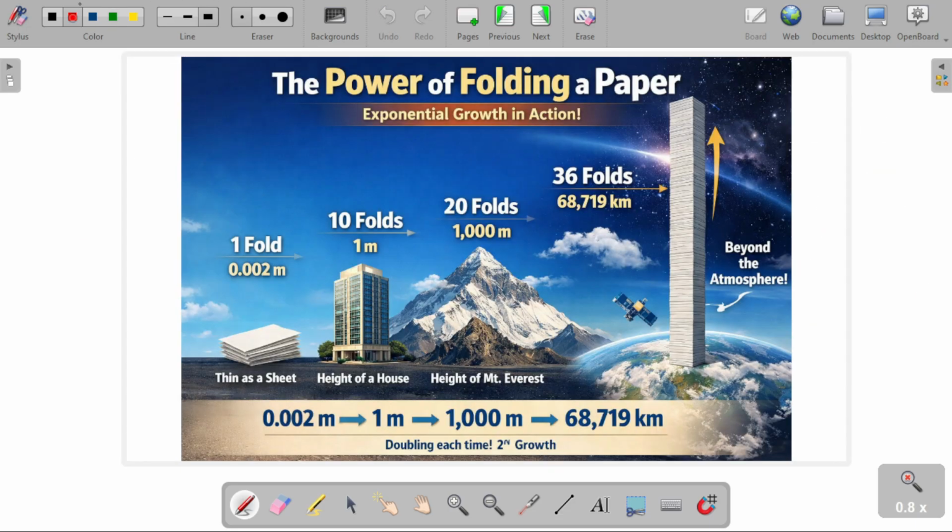So if we need to compare this much height with a real life example, I need to show you this figure. When you have one fold, the height will look like this. At the 10th fold, it will be like a building's height. At the 20th fold, it will lead us to a height comparable to mountains. And at the 36th fold, it will be beyond the atmosphere. So you can now estimate the power of folding a paper, which is exponential growth in action. It is improving and improving, right? It is doubling each time.